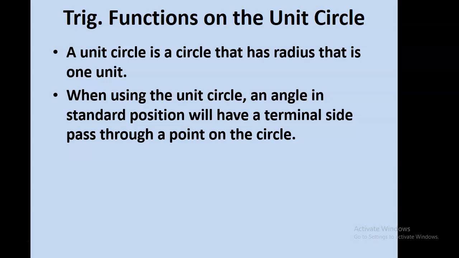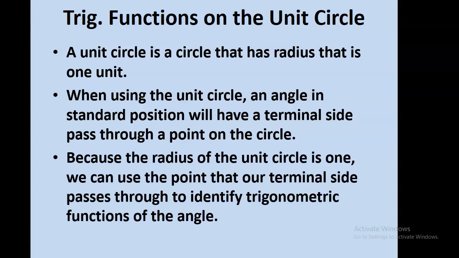We talked about that yesterday. We had a standard position where our initial side of the angle was on the x-axis and our terminal side rotated around to a certain point, and that defined the measure of our angle. So our circle is formed by the rotation of that terminal side, and wherever our terminal side ends up, it passes through a point on that unit circle.